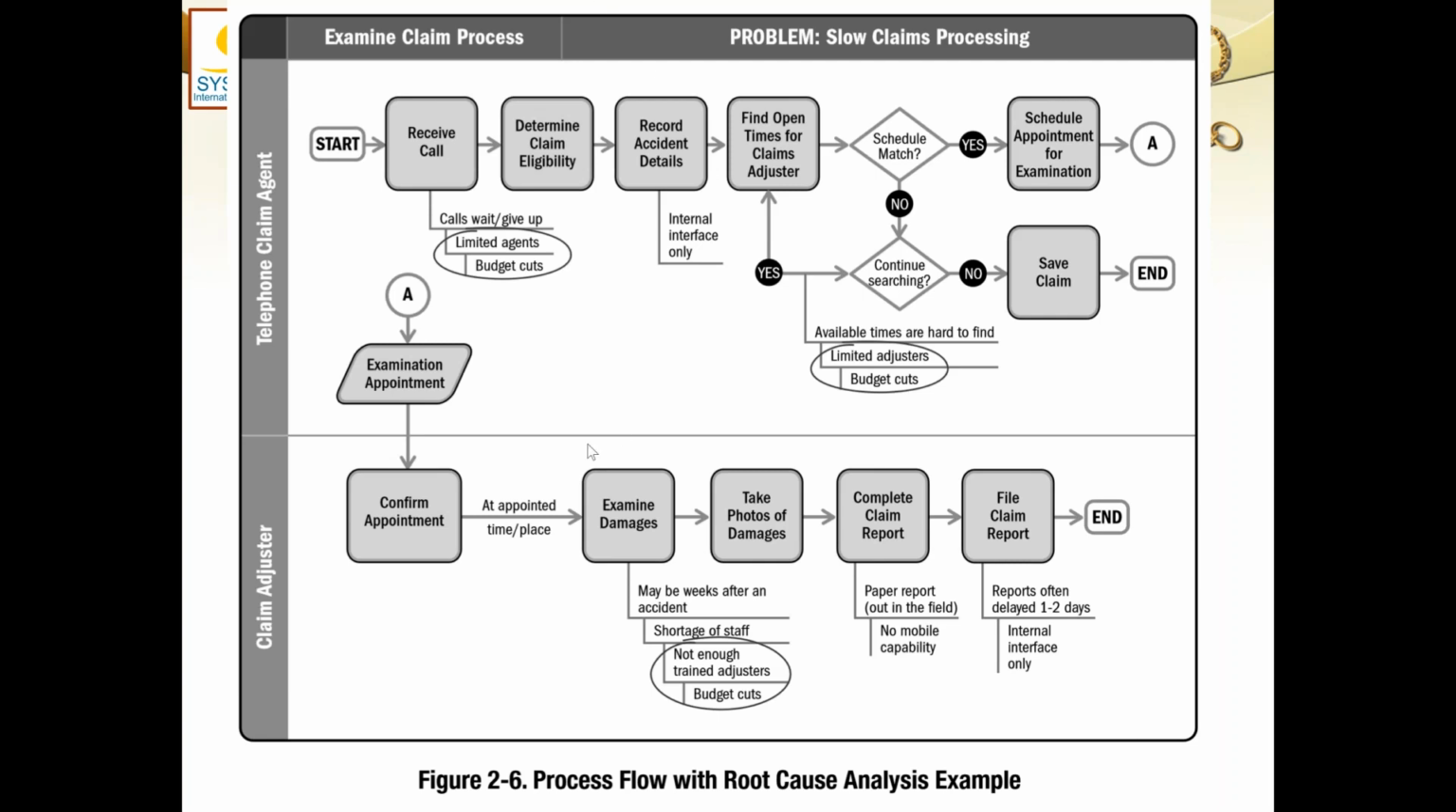What are you saying? There are two processes. What do you mean, two processes? One is calling the boss, and the other is calling the mechanic. There are two processes. You see in this diagram, you have got two people involved in it. One is the telephone claim agent, he has his own process. Then there is a claim adjuster, he has his own process.